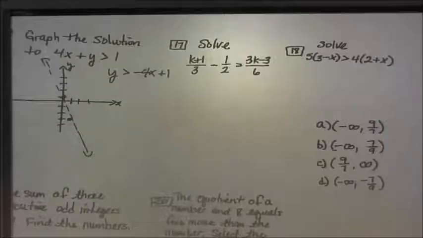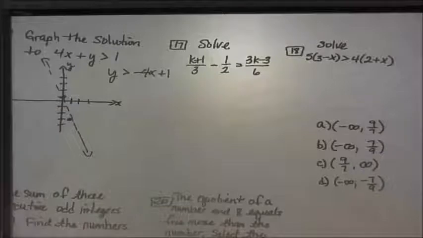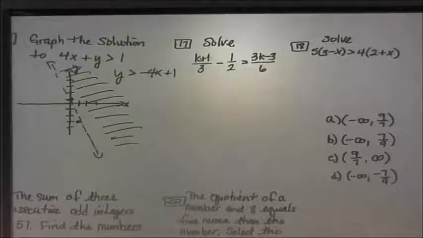Now, where's my solution side? Whenever you have inequalities, you got to shade something. So we have a greater than symbol, right? So where's our solution, on the top of the line or the bottom of the line? The top of the line. So inequalities, whether it's on the number line, if it's on the x and y axis, you gotta shade some stuff.